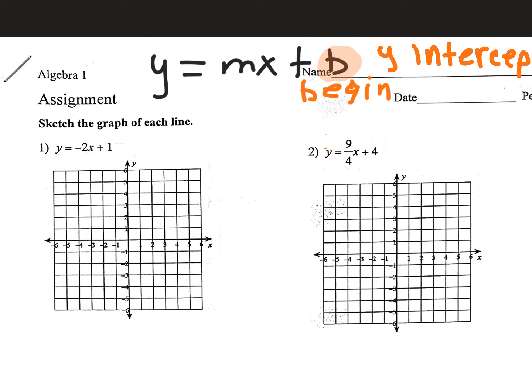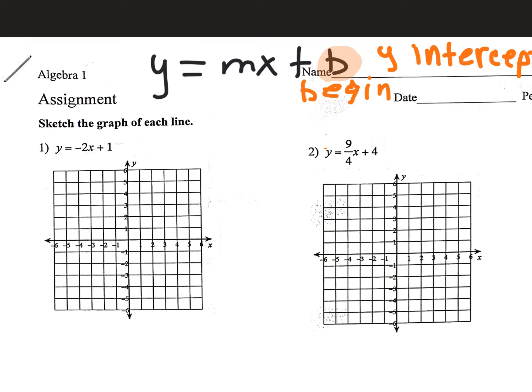y-intercept. We got some football players in here. When you have an interception, what are you doing? When you intercept, you're getting in the way of the other team's ball, right? Interception, exactly. So a y-intercept is where the line gets in the way of the y-axis. You know the y-axis is that one right there, right?